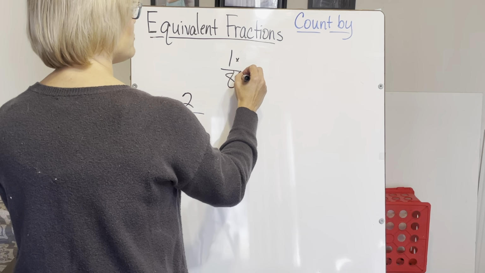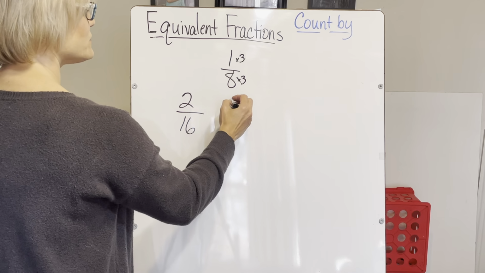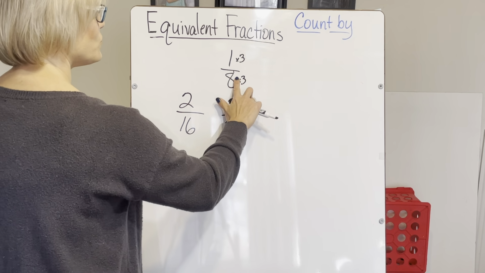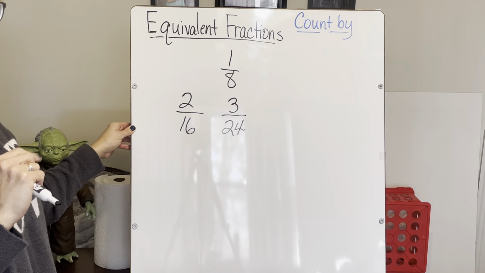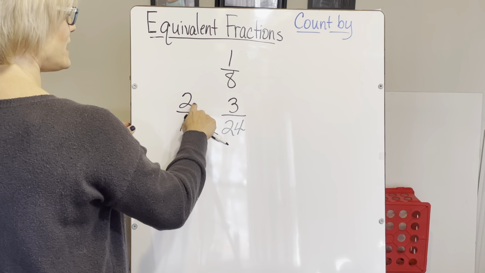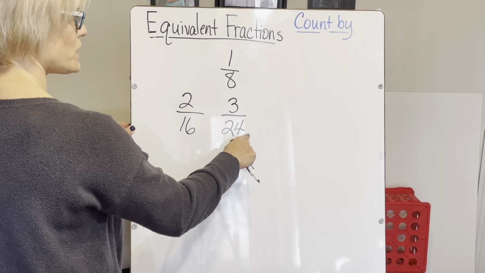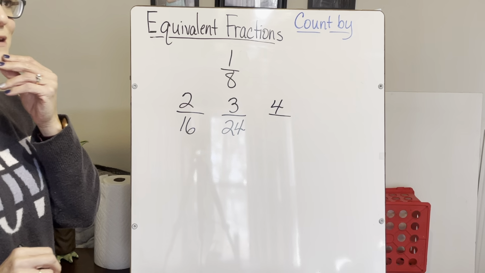Let's try another one before we solidify our thoughts with this. 1 times 3 is 3, 8 times 3 is 24. Wait a minute. This is looking oddly familiar. So 8 times 1 is 8, 8 times 2 is 16, 8 times 3 is 24. So we've got a 4 next. So what's going to be that denominator?